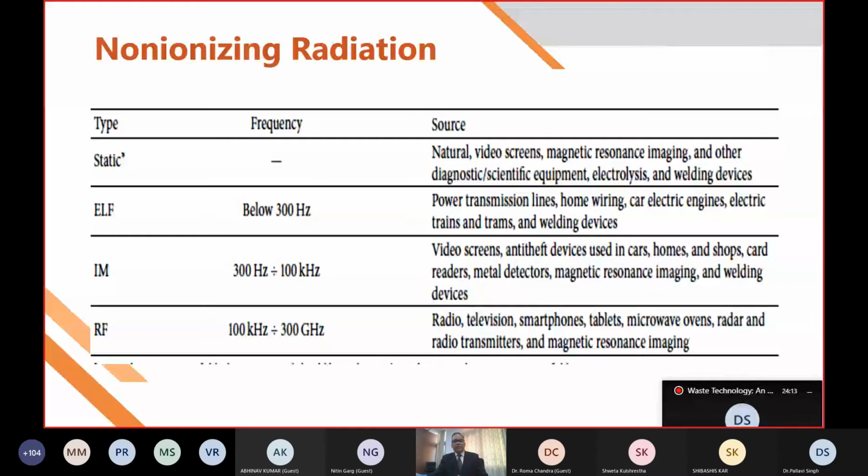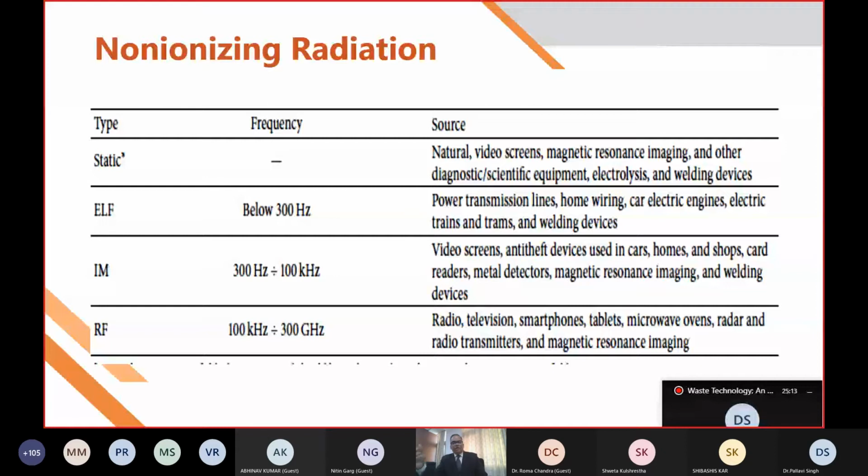And above that is the extreme low frequency, that is power lines. If we increase the frequency of a power line, then it can be transmitted far away. So for power transmission, we generate a higher frequency of around 200 to 300 hertz. Home wiring, car electrical engines are extreme low frequency. Video screens are intermediate frequencies, and metal detectors and MRIs work on intermediate frequency. Some welding devices come in static, and some come in frequency, depending on the kind of material we are using for the welding.